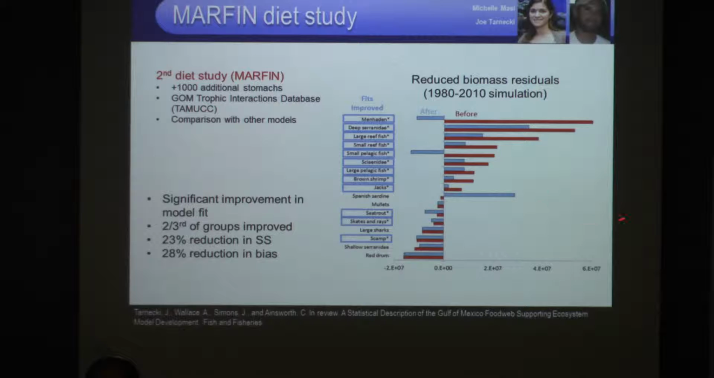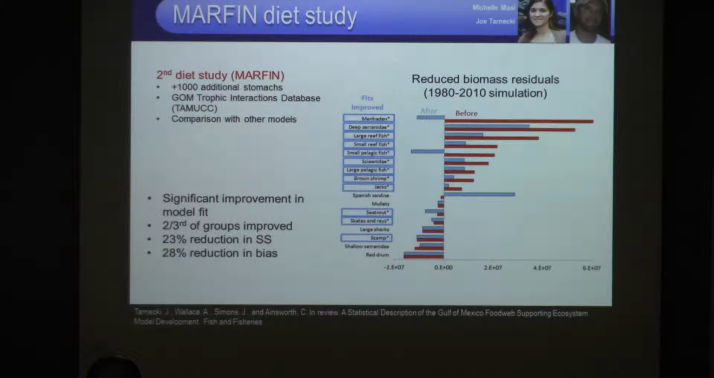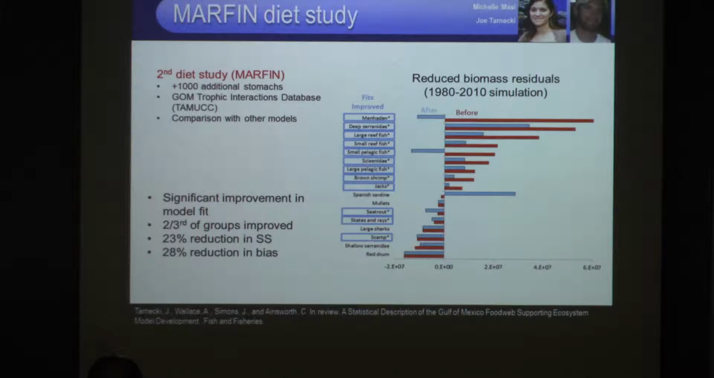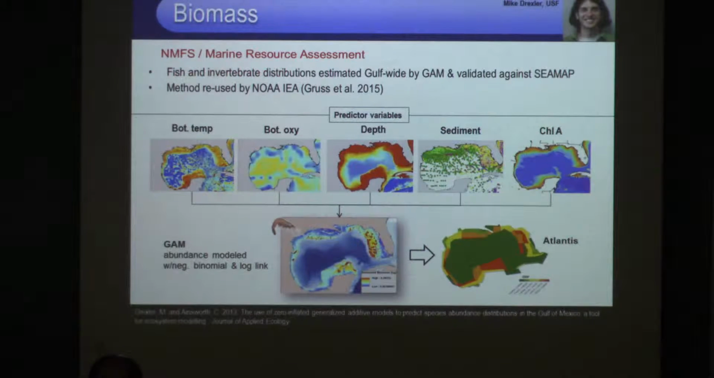So this bar chart here shows the improvement in residuals in a historical simulation from 1980 to 2010 relative to observed biomass and catch. So the red bars show where we were before, the blue bars show the residuals after we've integrated the new data. And about 2/3 of the groups improved. There's a 23% reduction in the residuals and a 28% reduction in bias. So that was a pleasant surprise. That diet matrix is now integrated and included in all the results that you'll see today.